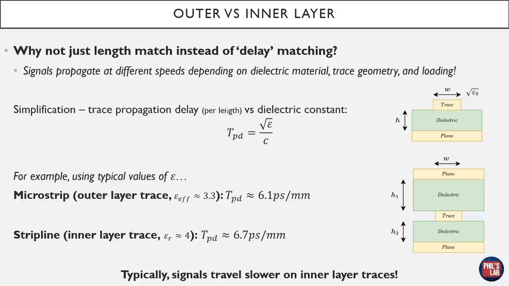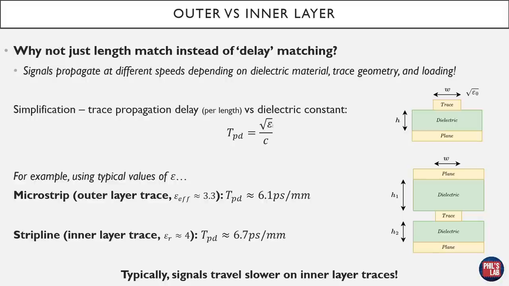Typically, you'll see that a trace propagation delay is given per length, so this could be nanoseconds per inch, it could be nanoseconds per millimeter, and so on. The equation here, so the trace propagation delay, TPD, per length, is given by the square root of the dielectric constant divided by C, which is the speed of light, and the units are time per length.